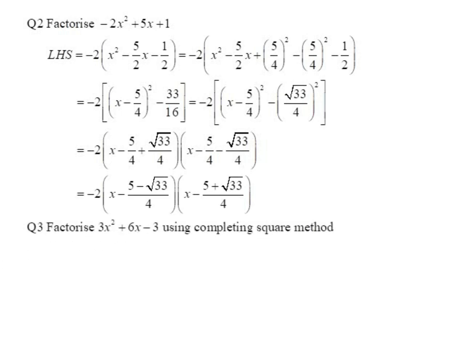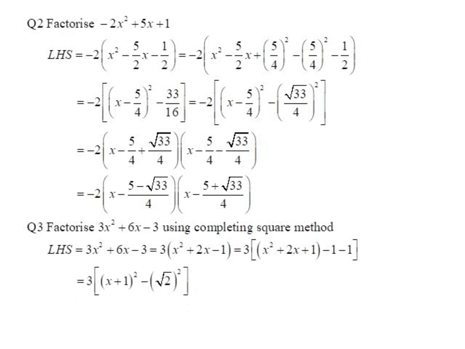Example 3. Factorize 3x squared plus 6x minus 3 using the completing the square method. Since the requirement of this question is to use the completing the square method, we just go ahead and take out the common factor 3 first, and then proceed with the required method. And finally, we have factorized this quadratic expression as displayed here.